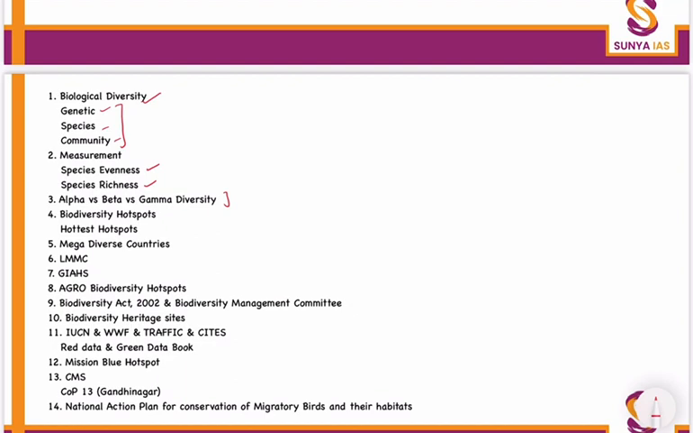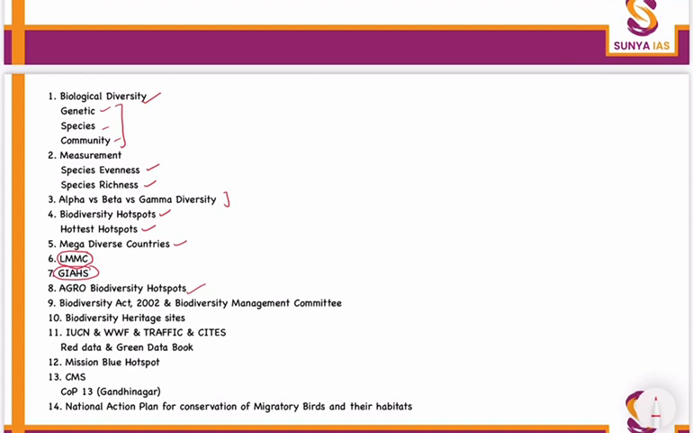Then we'll be doing the concept of biodiversity hotspots, moving on to the hottest hotspots. Then there is another concept of mega diverse countries, followed by the concept of LMMC, that is like-minded mega diverse countries. Then we'll be moving on to the concept of GIAHS, right? This is given by FAO, all right? And then we'll be moving on to the concept of agro-biodiversity hotspots.